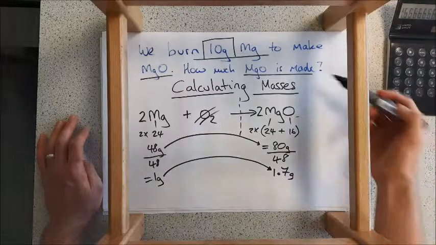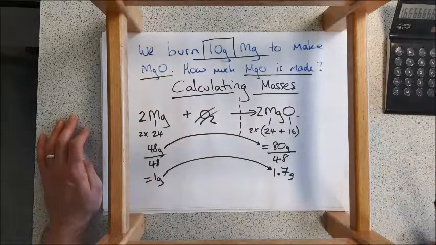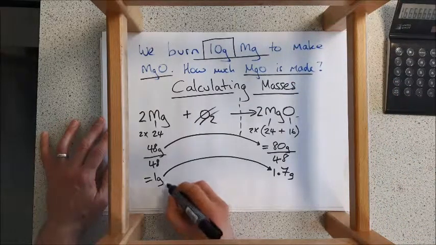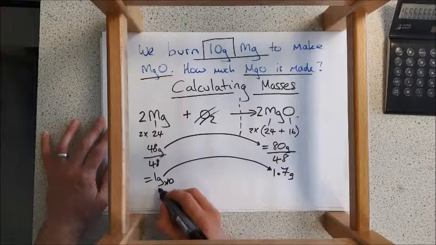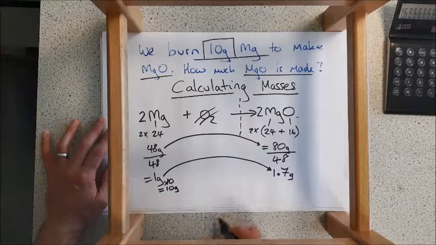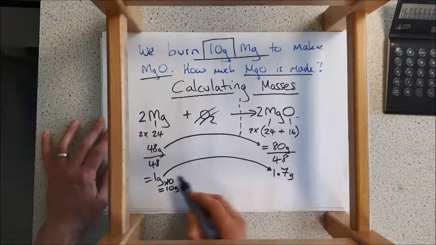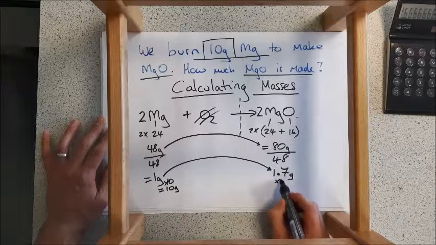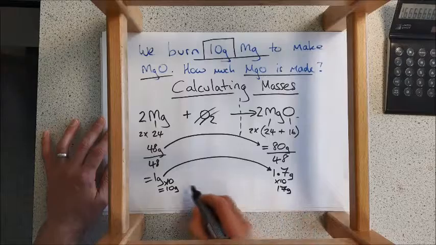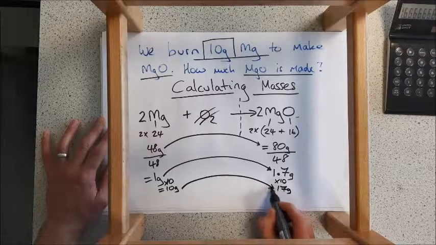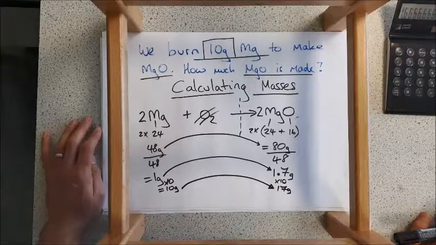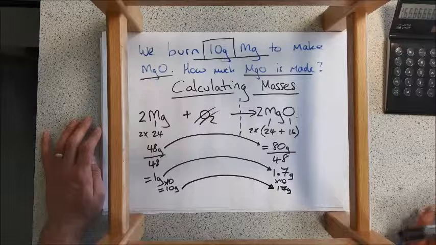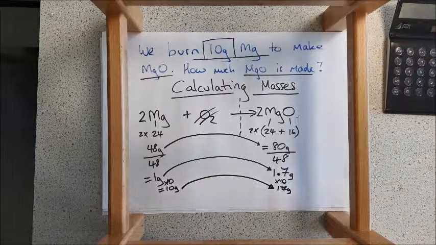Again, back to our question, we don't have 1 gram, we've got 10. But now it's nice and easy, because to turn 1 into 10, we just times it by 10. And if we do something to this side, you've got to do it to the other. So we're going to times that by 10 as well. And that will give us 17. So 10 grams will make 17 grams of magnesium oxide. That's it.